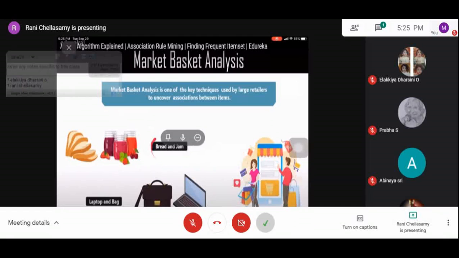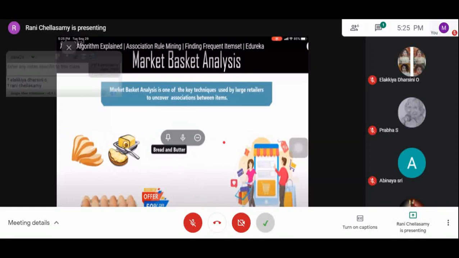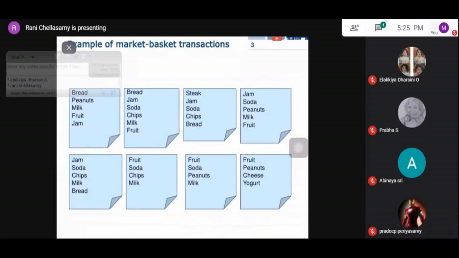Likewise, if he buys a laptop, he might also buy a laptop bag. Likewise, bread and butter. And if he is buying eggs, some offer is also announced. So these were some of the market basket transactions. This is a list of transactions depicted here.